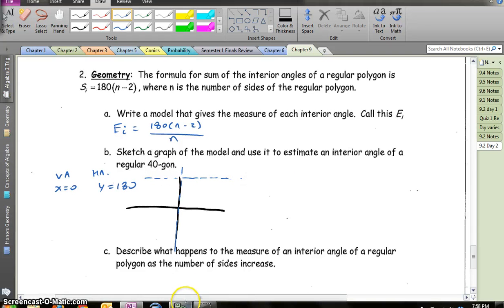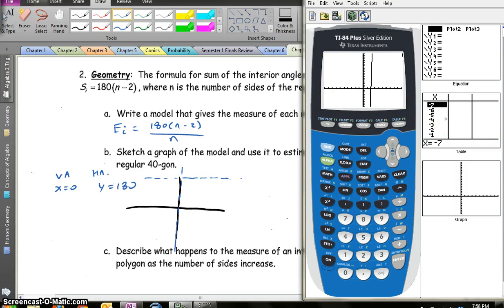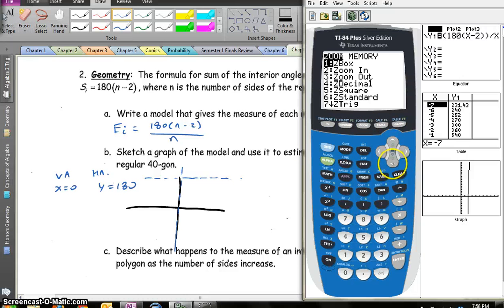All right, so when we put it in our calculator, I'm going to go parentheses 180 times (x minus 2), close my parentheses, all divided by x. Graph. I can't really see much, so I'm going to go zoom fit so that it fits the entire graph in there.